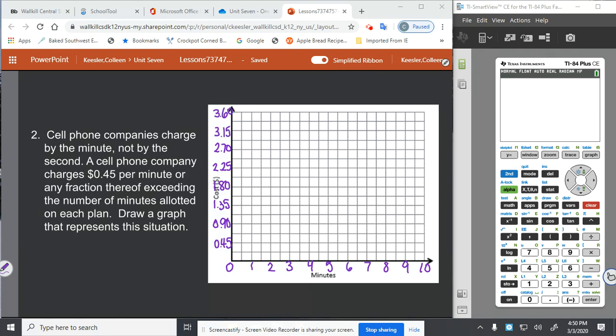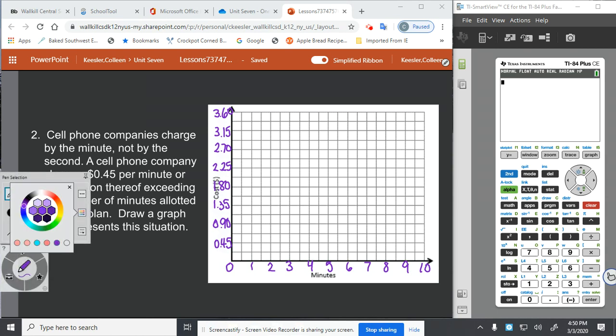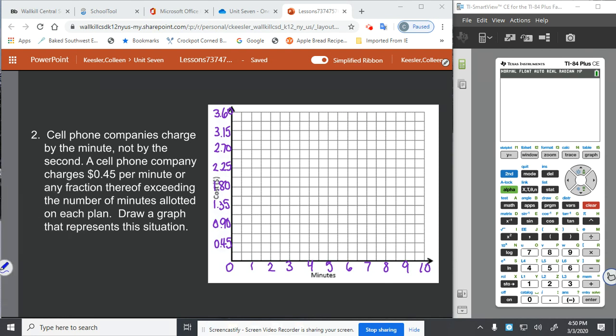All right, so again, 0 minutes is going to cost you $0. But as soon as you start calling for more than 0 minutes, say 30 seconds, you're going to be charged 45 cents up to the point that you have a whole minute of phone calls. Then once you get past that 1 minute, we jump to 90 cents, and that goes until 2 minutes. Then once we go past 2 minutes, we go to $1.35 until 3 minutes. Once we pass 3 minutes, we go to $1.80 until 4 minutes.